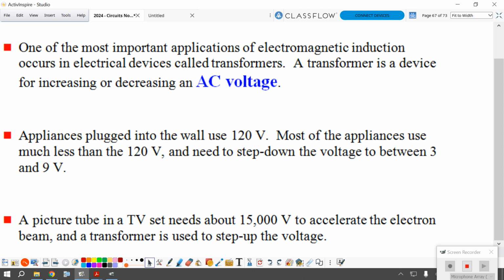Those step down transformers step it down so that it's a reasonable quantity, and then all the devices you plug into your outlets step down in the devices themselves to get that to the appropriate amount. Picture tubes in TVs, we don't do a whole lot of picture tubes anymore, need about 15,000 volts to accelerate the electron beam that it uses. And obviously a transformer is used in that one to step it up. So there still are devices that use higher voltage.